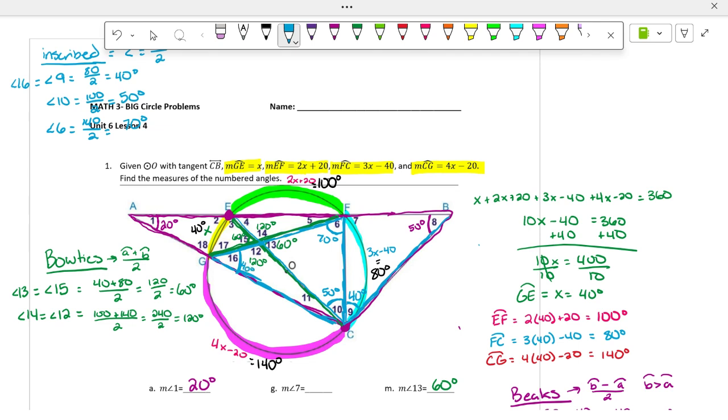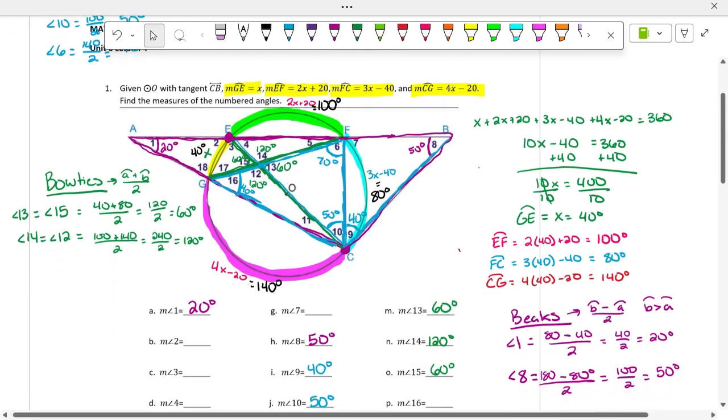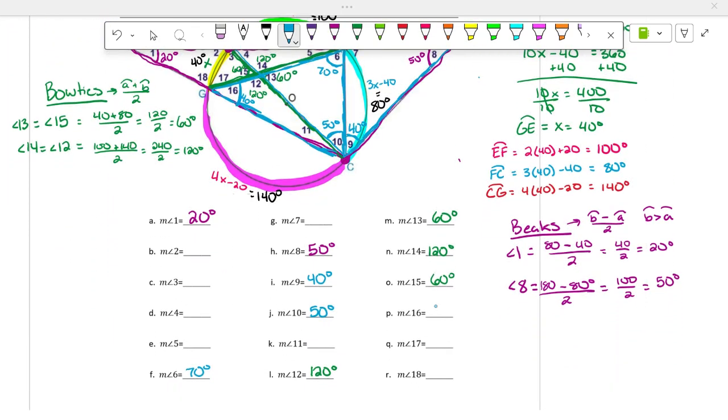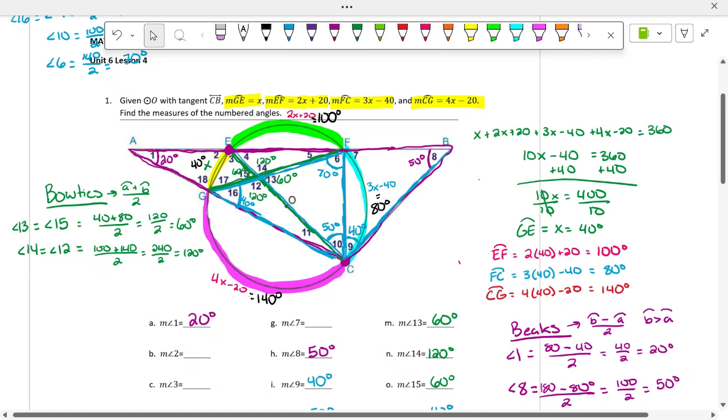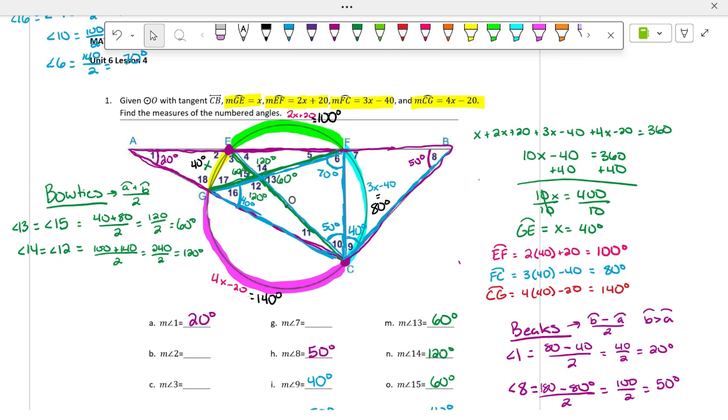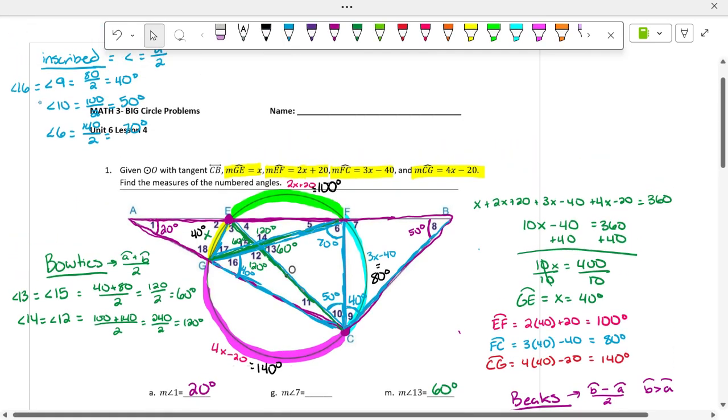So the great thing about these is that at some point, you'll start getting repeated answers, especially when they start intercepting the same arcs. What's another one? It's what? 17. Yes, 17 is. So 17's right here. What's the arc that intercepts 17? 100. Good. So it's going to be the same thing as 10. So 17 is 50.